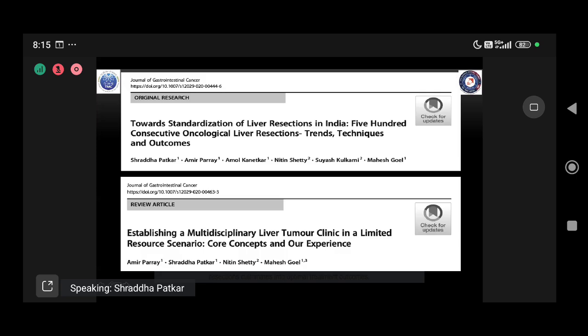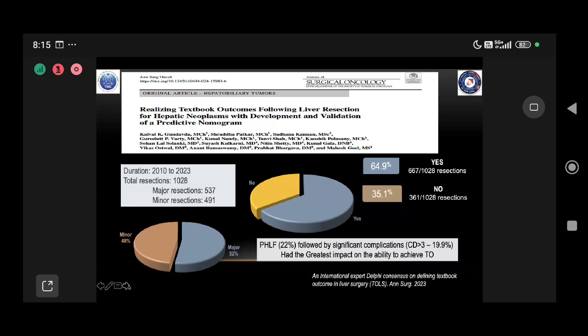A couple of papers, if you're interested, are available online about how we have standardized our liver resections and how a multidisciplinary team liver tumor clinic board has helped us in this. We have now expanded our experience to over 1,000 patients and looked at what are called textbook outcomes. Around 65% of our patients have achieved this. There are various predictors of textbook outcomes, and this paper is available online, free to download.